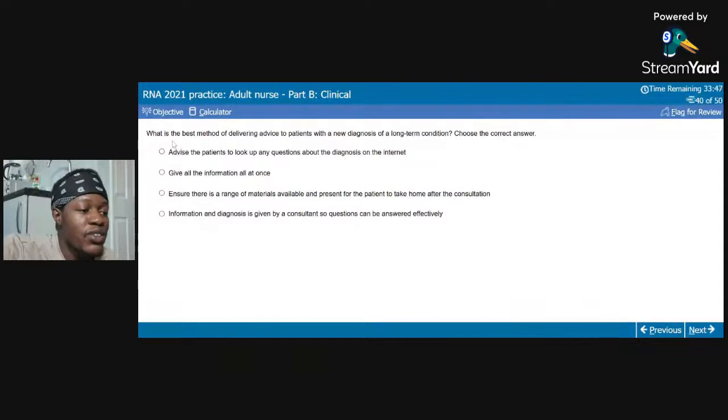What is the best method of delivering advice to patients with a new diagnosis of a long-term condition? Advise the patients to look up any question. No, this says give all the information all at once. Ensure there is a range of materials available and present for the patient to take home. I'll choose C. I would choose C.